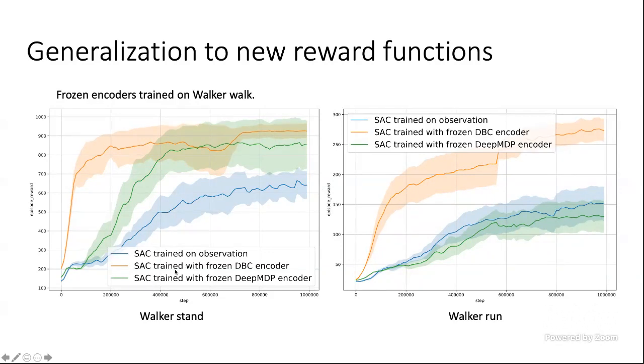But soft actor critic trained on a frozen representation from DBC is able to learn very quickly. This is because the latent representation that we learn has already abstracted away all of the complexity in the visual space that does not cause reward. And so we see the same sort of behavior in both stand and run.